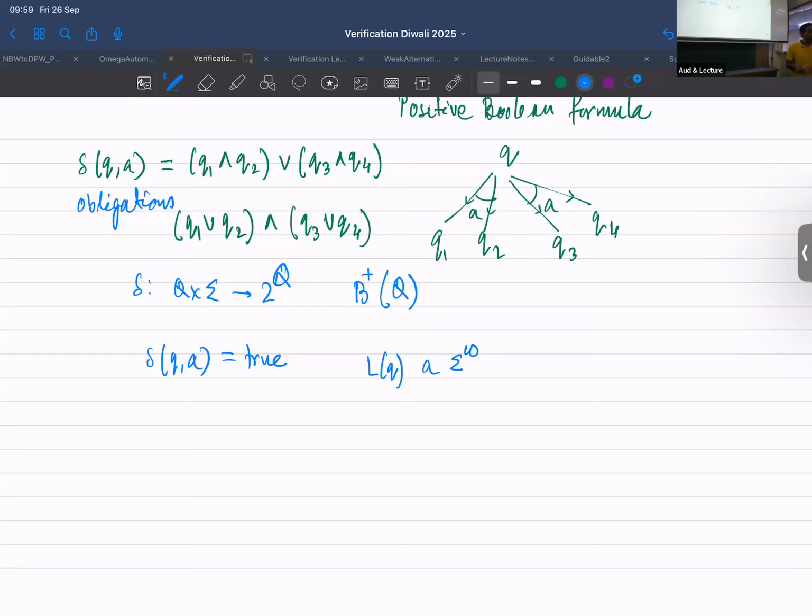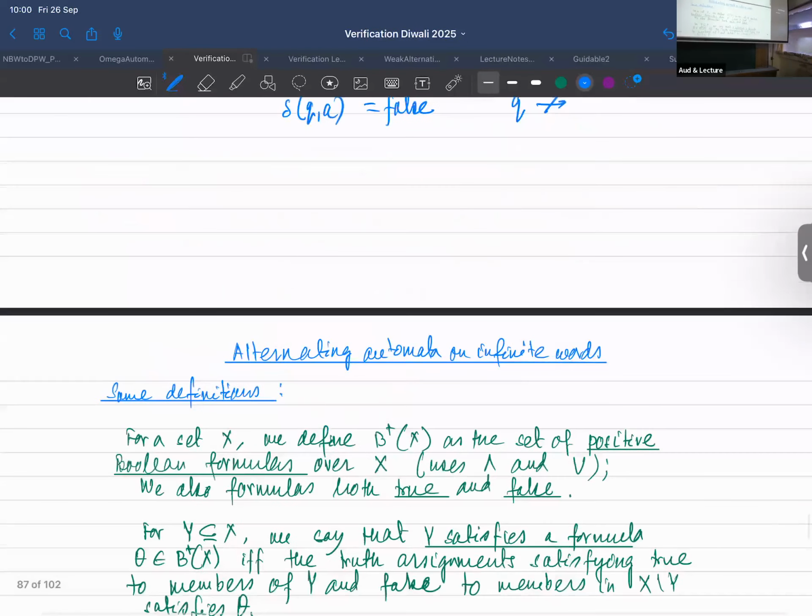On the other hand, false means that no state satisfies false. So if you have delta of Q, A equal to false, then the semantics is that from Q you cannot go to any state, because no state is going to satisfy false. If you are going to some state, from there you have to fulfill the remaining obligation. So you cannot take that transition if it is false.